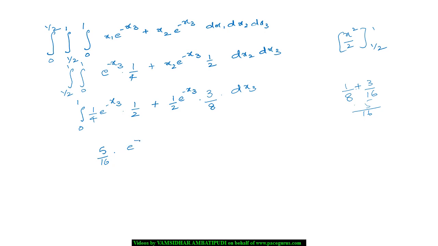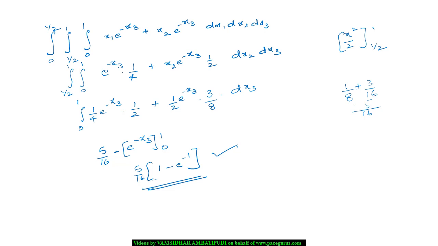So I am integrating minus of e to the power of minus x3 between 1 and 0. So it is working out as 5 by 16 into e to the power of 0 is 1 minus e to the power of minus 1. So it is coming out as 5 by 16 into 1 minus e to the power of minus 1. That is the probability where x is lying between 0 and half, y lying between half and 1, and x3 lying between 0 and 1.